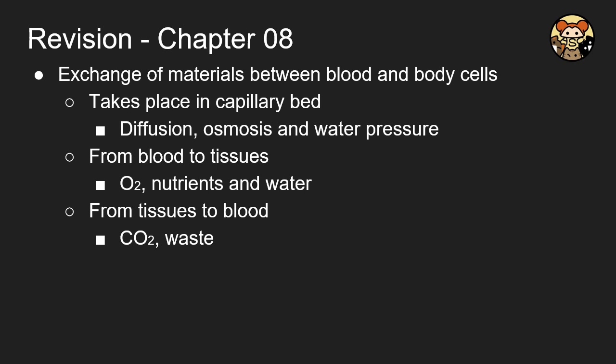And then the exchange of materials usually takes place in the capillary bed, which uses diffusion, osmosis, and also water pressure. From the blood to the tissue, there is a net movement of oxygen, nutrient, and also water. And from the tissue to the blood, there is a net movement of carbon dioxide and waste.